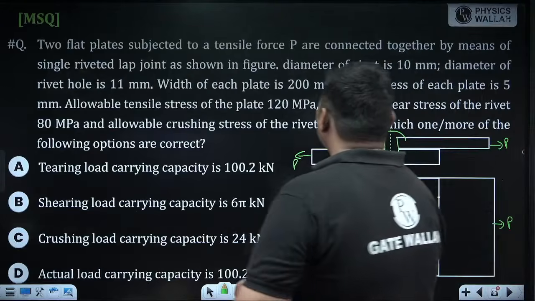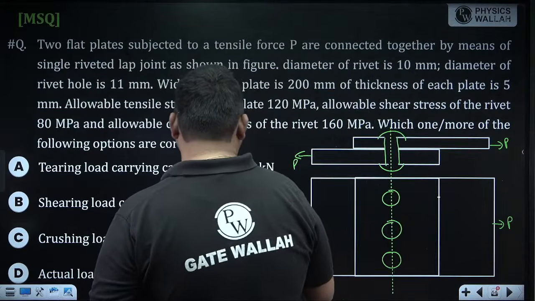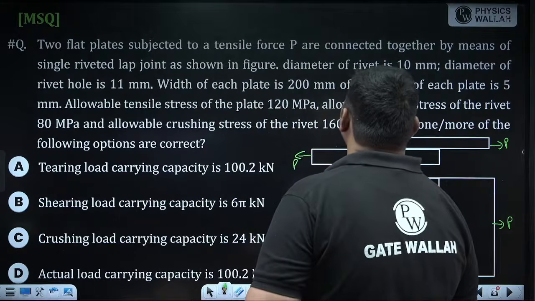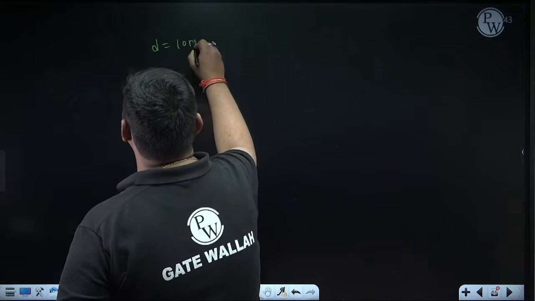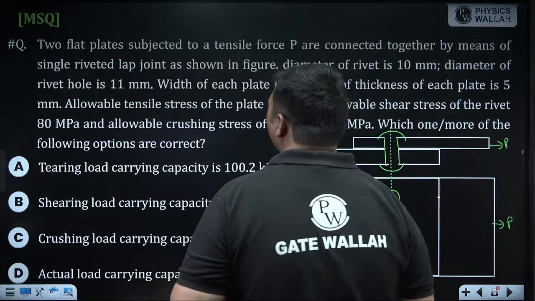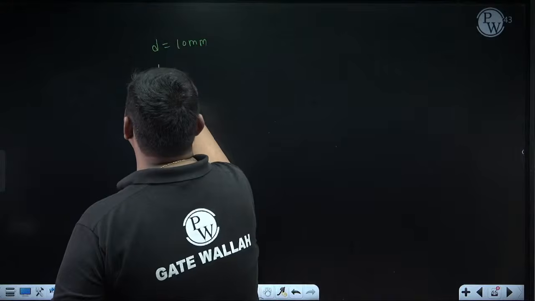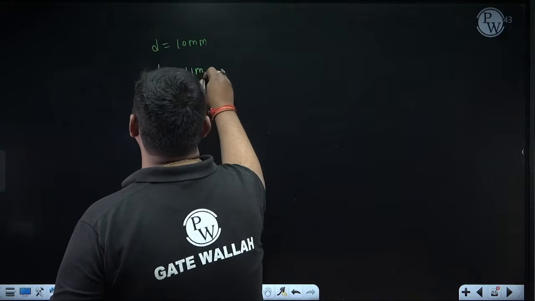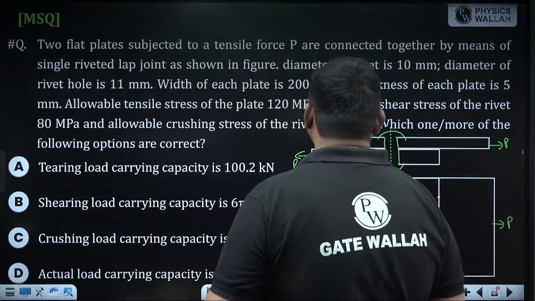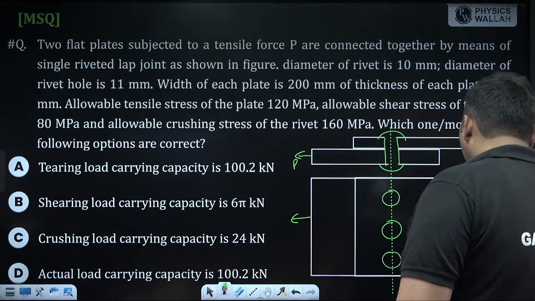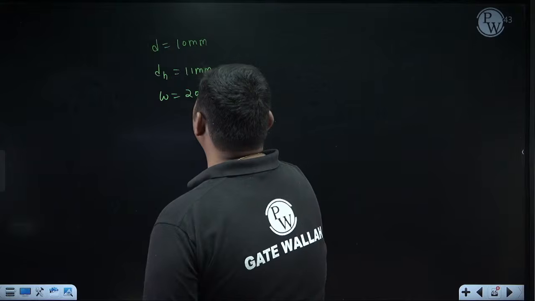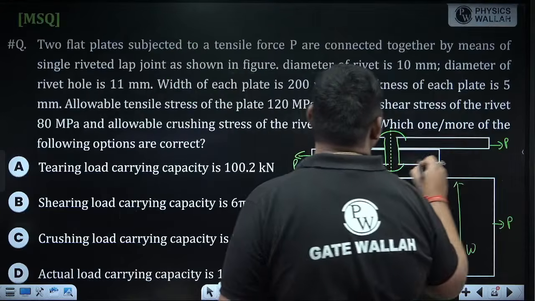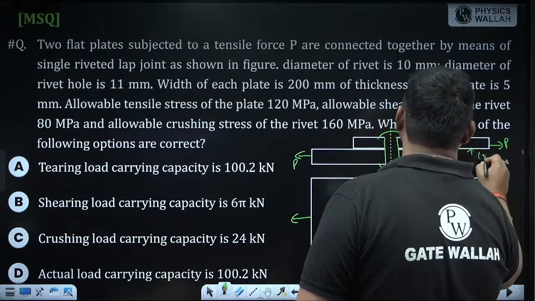Now, two flat plates subjected to tensile load are connected by means of a single riveted lap joint. The diameter of the rivet is 10 mm. Suppose I am denoting it as D, so it is 10 mm. Diameter of the rivet hole is 11 mm, so it is also given, DH, it is 11 mm. The width of each plate, suppose I denote it as W, is 200 mm. Thickness of each plate, suppose I denote it as T, is 5 mm.